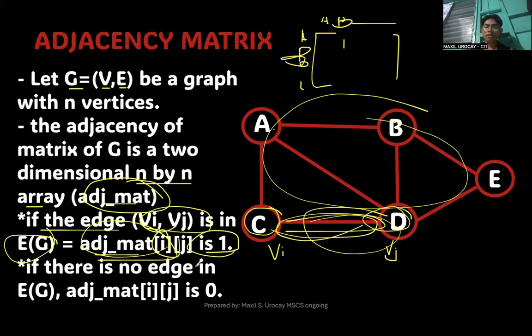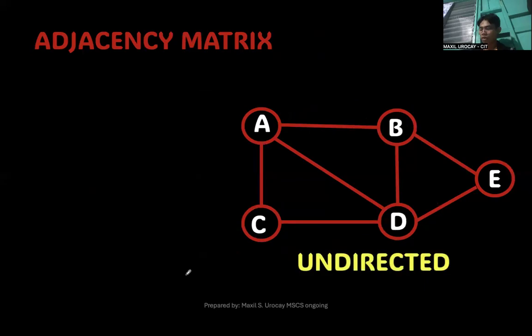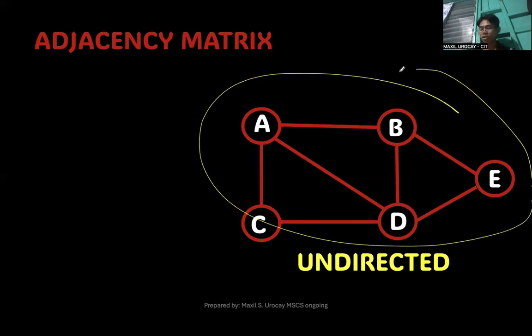If there is no edge in the graph between those nodes, then your adjacency matrix entry for I and J, say for example C and B, which don't have any relationship, must be equal to 0. So that's how it works here. The next one: let's try to identify the adjacency of that, so let's check how to identify it.